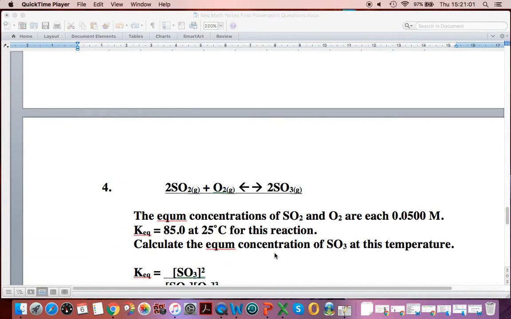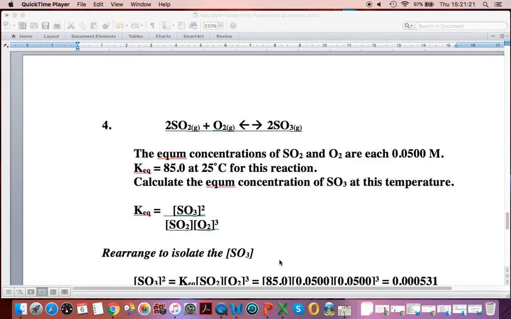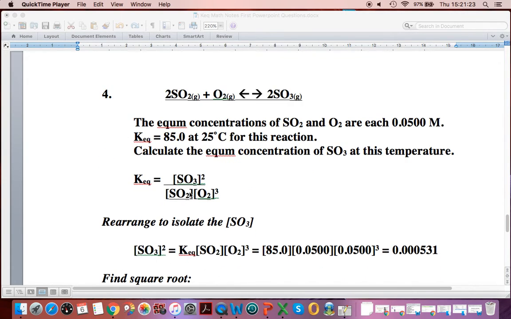Number 4 is the same kind of question. So you're given a KQ, you're given the concentration of the other beasties. That's going to look a lot like the last one. I could have done one where I asked you to find these things, so the SO2 if I wanted it, we've gone up there, KQ comes down there. But it asked for the SO3. So we rearrange, and that means those things hop up there.